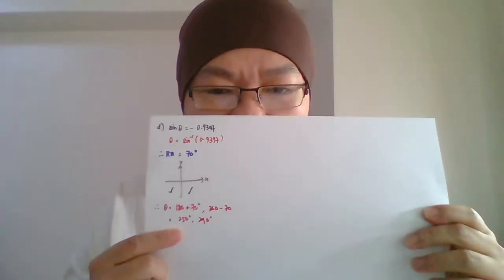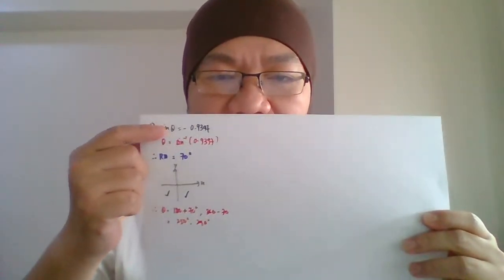Okay, so therefore theta equals to 180 tambah, okay, your RA. Your RA is 70, right? So 180 tambah 70 is for your third quadrant, and for your fourth quadrant, it will be 360 tolak, okay, 360 minus 70. So your final answer would be 180 tambah 70 is 250, and 360 minus 70 will be 290 degree. Okay, guys, this is the final answer.